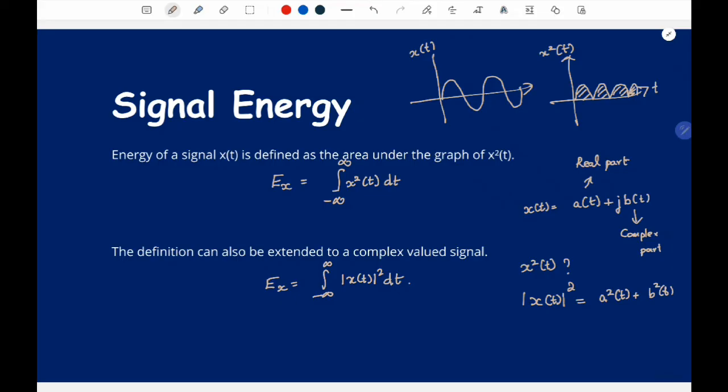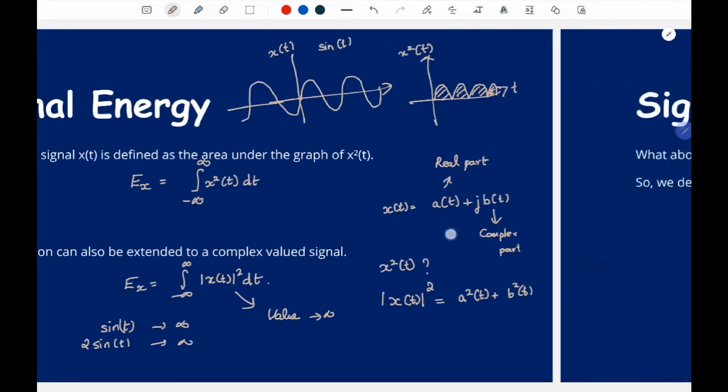But there are some signals which extend from minus infinity to infinity, for example a simple signal like sine t. This itself is extending from minus infinity to infinity, and in x square of t everything becomes positive. So if you do this integration, the value will surely tend to infinity. For example, if you take sine t and sine 2t, both of these tend to infinity. Then you don't have a good measure for these very long signals extending from minus infinity to infinity. So what do you do in that case?